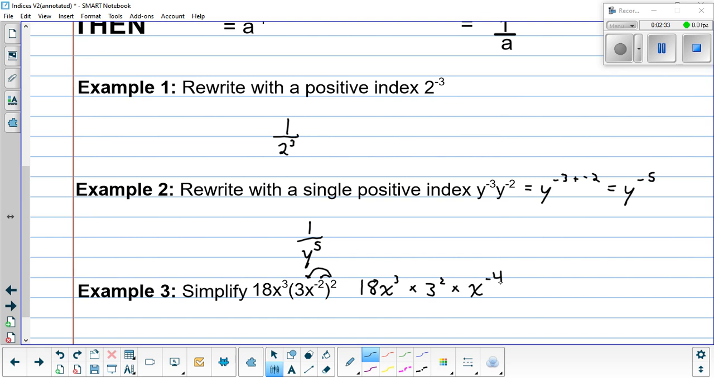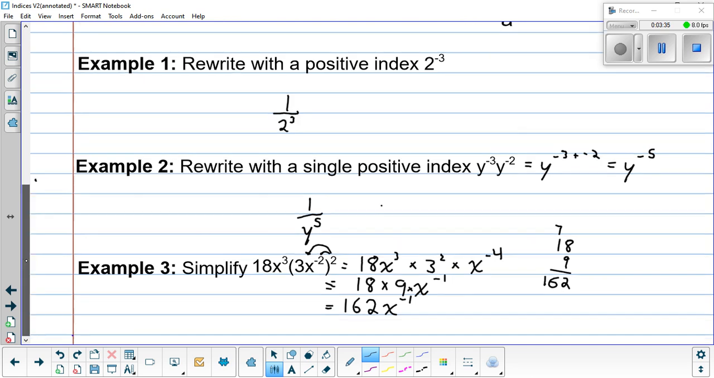At this point, you could choose to make the x to the minus 4 a reciprocal, or you could work with it using the multiplication law. We see x to the 3 and x to the minus 4. That will be 18 times 9, and then x to the 3 minus 4 is x to the negative 1. So 18 times 9, what are we going to get? 162. So 162 x to the minus 1. That did simplify, but if we wanted, we could still write it as 162 divided by x.